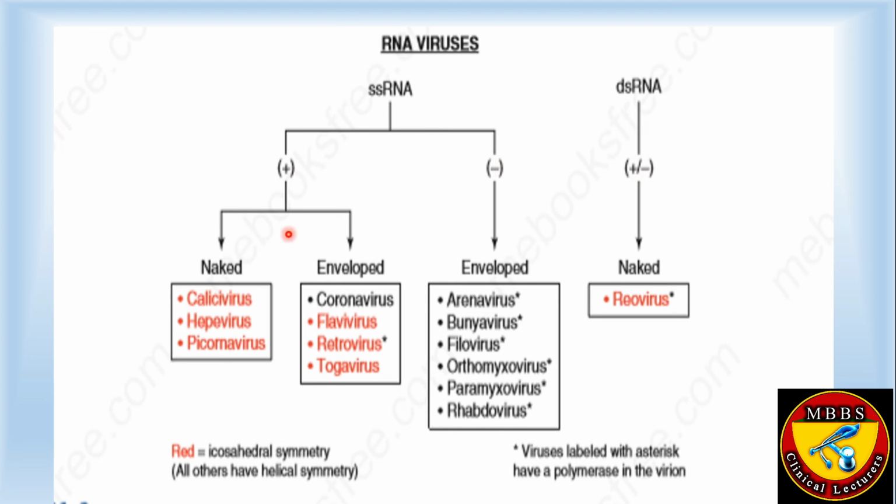RNA viruses, single-stranded naked, we have calicivirus, hepevirus, picornavirus. Enveloped, single-stranded: coronavirus, which is the hot issue nowadays, flavivirus, retrovirus, togavirus, arenavirus, bunyavirus, filovirus, and so on. Double-stranded RNA, we have the reovirus.